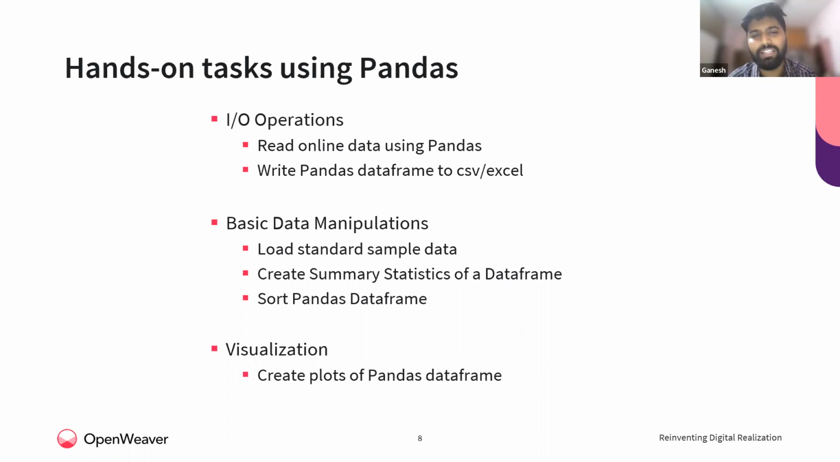Then come the basic manipulations. Basic manipulations include, let's say you have data and you find some summary statistics out of it, and another level is sorting a data frame. We have limited time, so we just accommodated only 2-3 processes or modules here. And after we have some data manipulations, there is also an interesting feature in Pandas. Not many people would know it, but even a Pandas data frame could be visualized without using any external library. These all involve very simple commands.